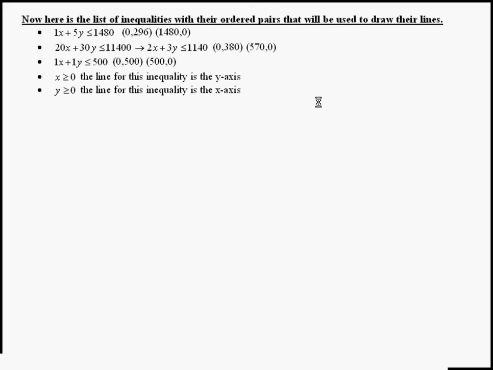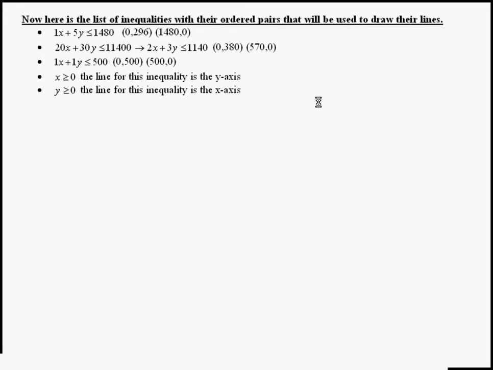1x plus 5y is less than or equal to 1480. If I let x be 0, then I have the equation 5y is equal to 1480. If I divide both sides by 5, I'll get 296. Likewise, if I let y be 0, and I therefore have the equation 1x equals 1480, so x is 1480. So I have those two ordered pairs in order to draw the line for that inequality.